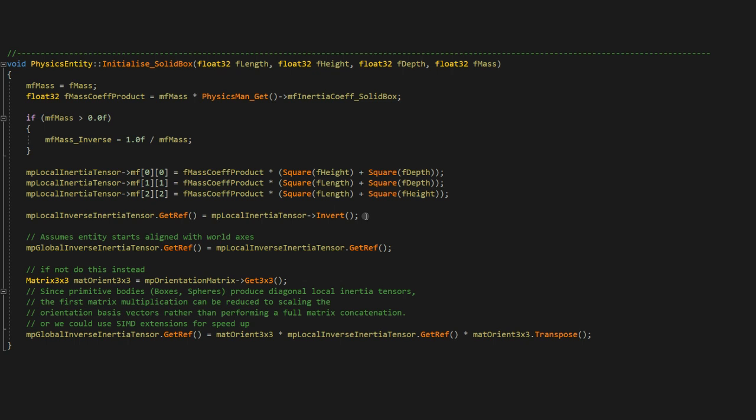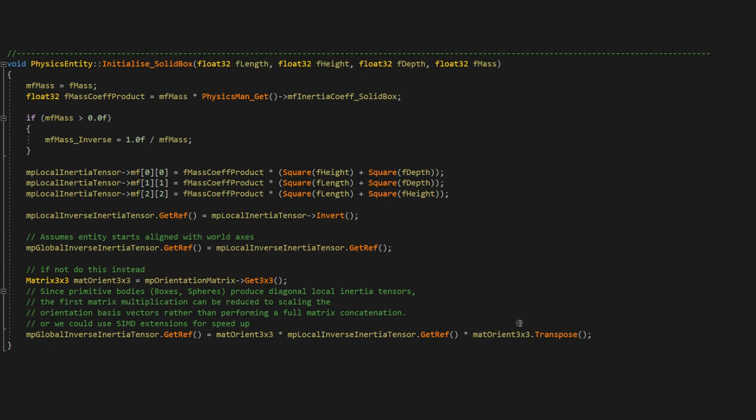If the entity starts with its rotation axes aligned to the world axes, then the global inverse tensor is identical to the local inverse tensor. Otherwise, we perform the two matrix concatenations that you see here. First concatenating the orientation matrix with the local inverse tensor, then concatenating the result with the transpose of the orientation matrix.